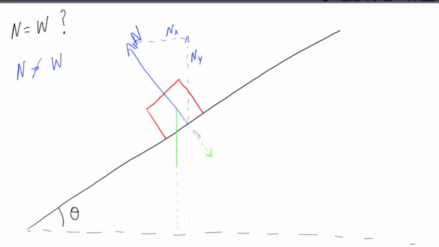And let's go ahead and extend this component as well. And let's do the same for the normal force. So let me get rid of all this, and let's extend out those lines. So we got that going up, and we have this going up.